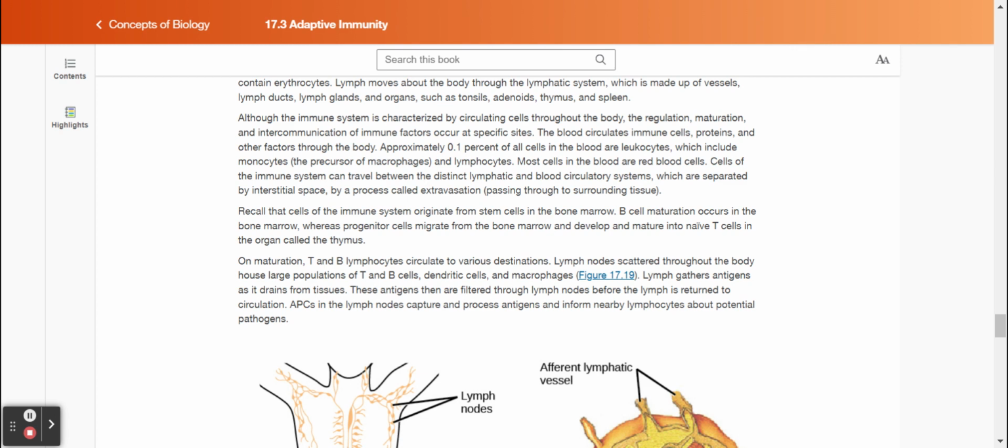Cells of the immune system can travel between the distinct lymphatic and blood circulatory systems, which are separated by interstitial space, by a process called extravasation, passing through to the surrounding tissue.